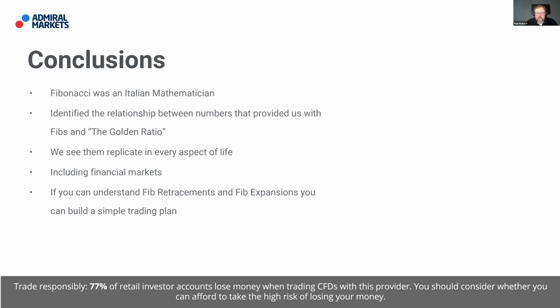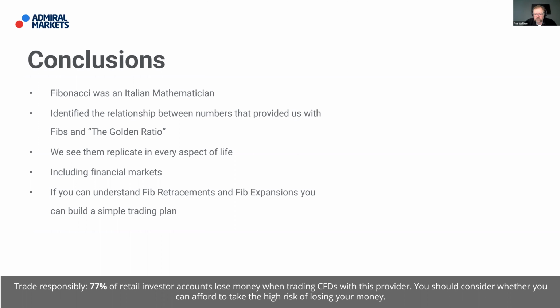So in conclusion, ladies and gentlemen, Fibonacci was the nickname of an Italian mathematician who identified the relationship between numbers that gave us the fibs, the Fibonaccis, and the golden ratio. And we see this golden ratio replicated in every aspect of life. You can find fascinating insight into Fibonacci and the golden ratio across YouTube and the internet, and you can read more.